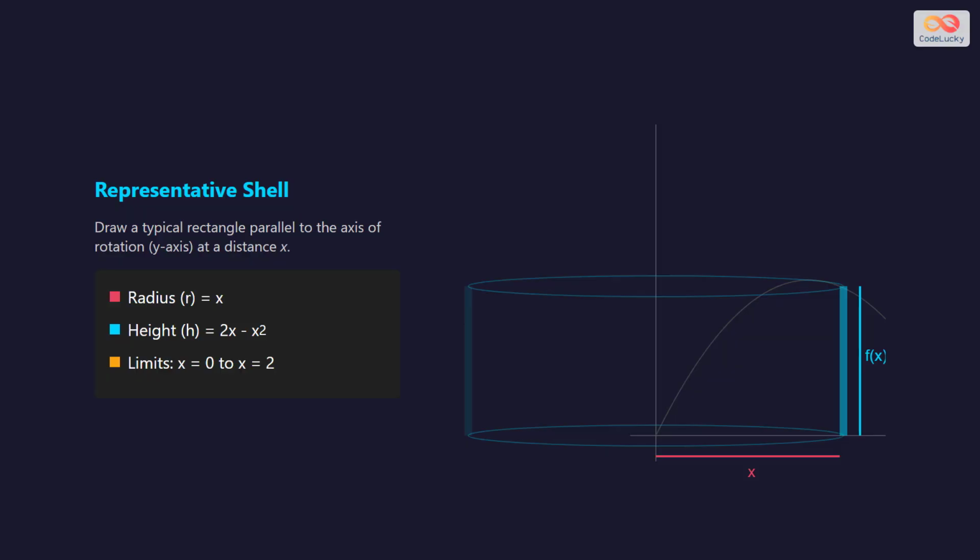Here is our graph. We draw a representative vertical rectangle at a distance x. When rotated around the y-axis, this rectangle generates our shell. The radius of this shell is simply x. The height of the shell is the value of the function 2x minus x squared. We will integrate from x equals 0 to x equals 2.